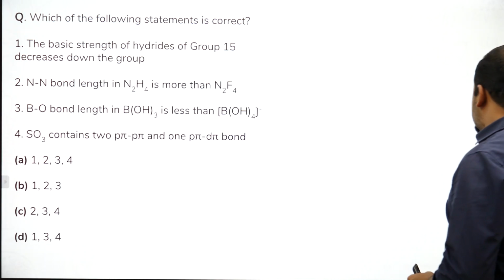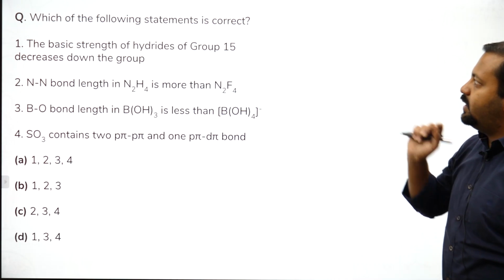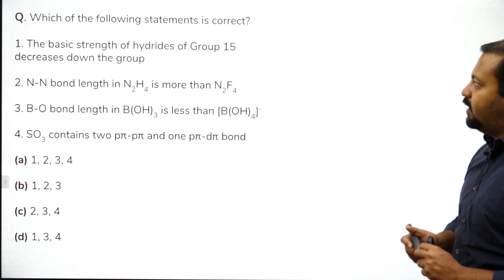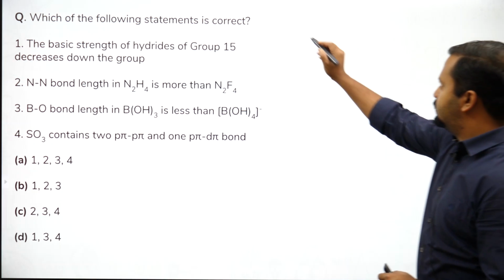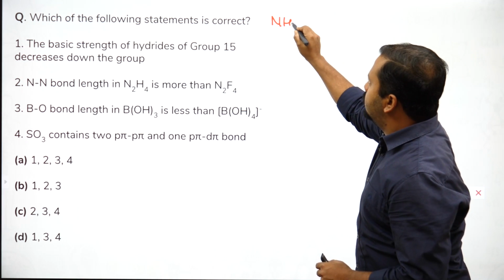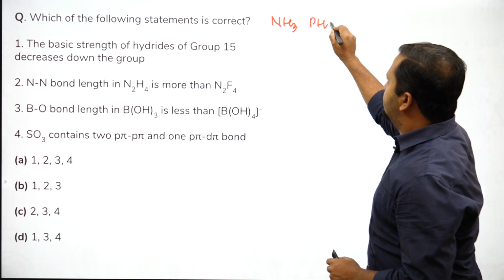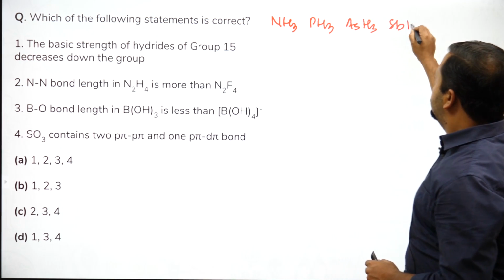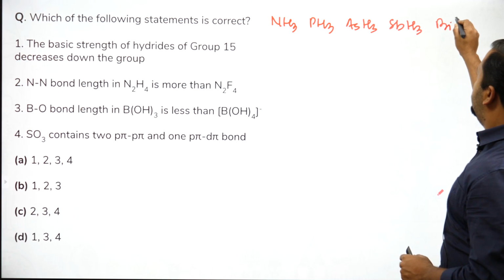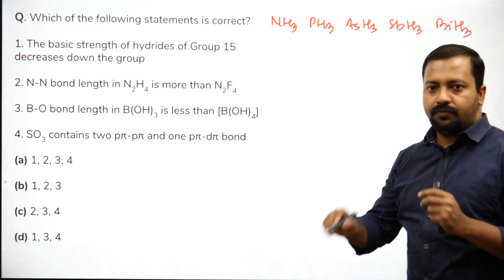Okay guys, so let's look at this problem. Which of the following statements is correct? The basic strength of hydrides of group 15 decreases down the group. So how do we analyze this? Ammonia, PH3, AsH3, SbH3 and BiH3 are the hydrides of group 15.